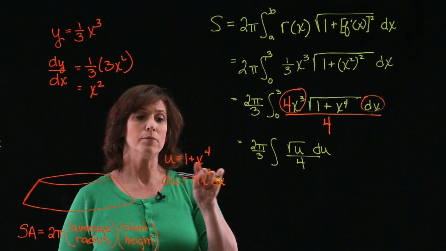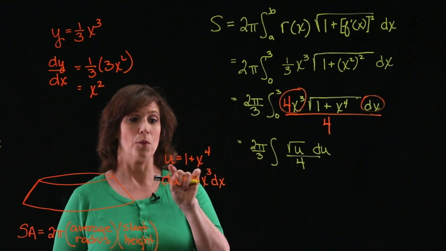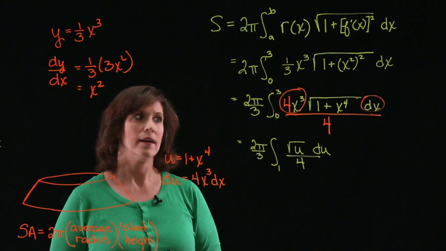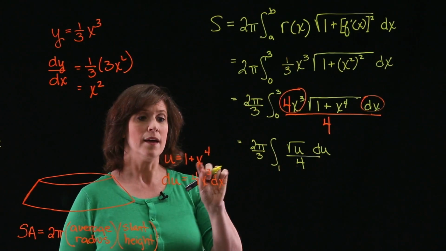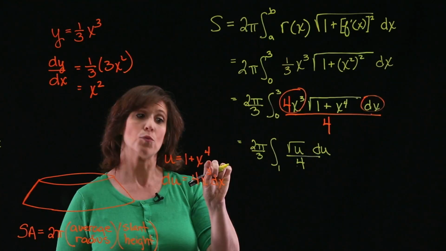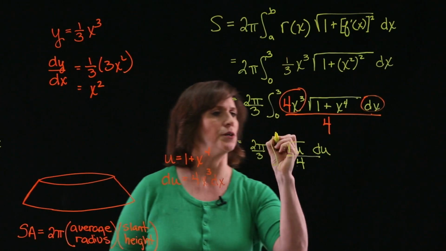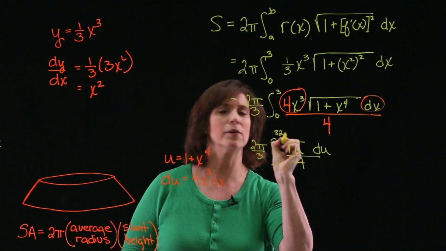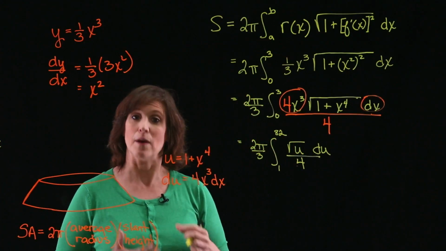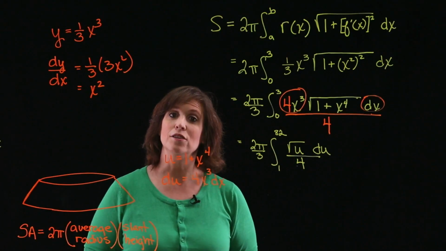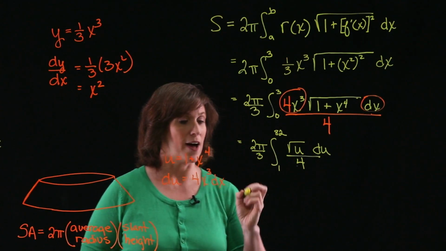Well, u is 1 plus x to the 4th. So that'll be 1 plus 0 to the 4th, which is just 1. If x equals 3, I'll have u equals 1 plus 3 to the 4th. 3 to the 4th is 81, plus 1 is 82. So my upper limit of integration becomes an 82 if I'm using u values. Okay, this is something that I can use my basic integration rules to help me evaluate.